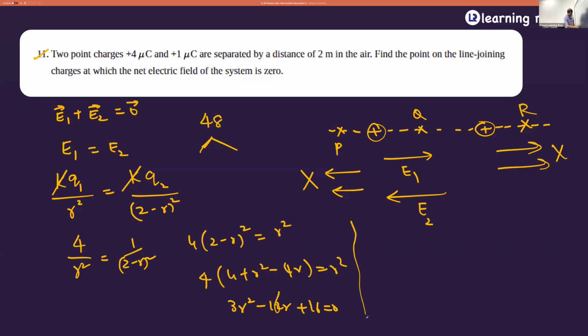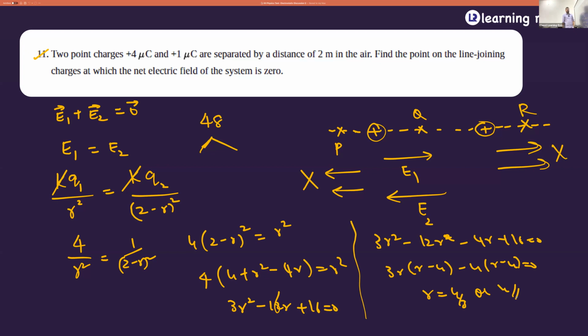So you can write it as 3R square minus 12R, sorry, 12R minus 4R plus 16 is equal to 0. So 3R into R minus 4 into R minus 4 is equal to 0. So R will be 4 by 3 or 4. So which is the right answer? What is the right answer? 4 by 3 or 4?